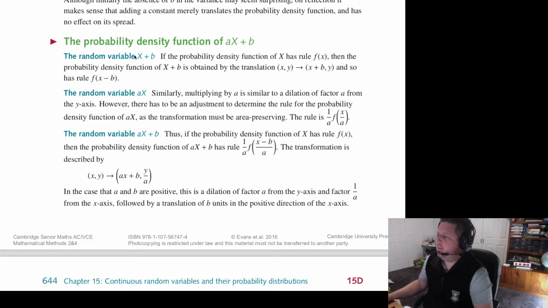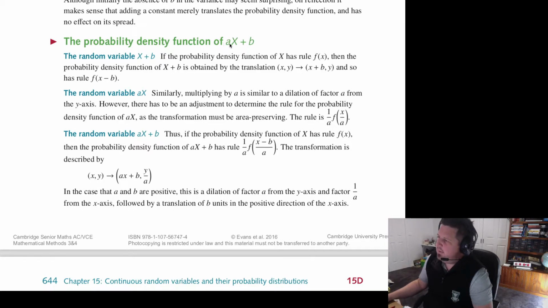We've got the probability density function of ax plus b. If you have this plus b on the end, essentially what it's doing is translating that probability density function. By the translation, we're adding onto the x value. So therefore, the rule would be f of x take away b. That's the effect this plus b has.